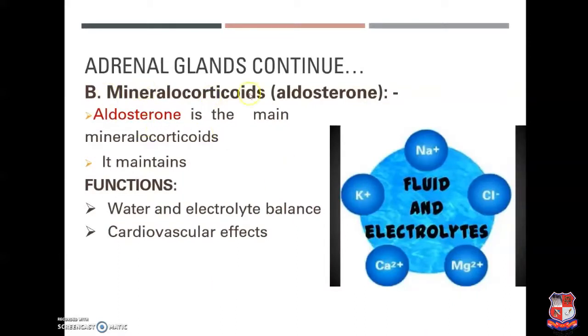Next are the mineralocorticoids, that is aldosterone. Aldosterone is the main mineralocorticoid. It maintains water and electrolyte balance, and cardiovascular effects. Basically, cardiovascular effects include the contraction of systemic arterioles and stimulation of thirst. It also regulates the inflammatory and reparative processes occurring after a tissue injury.